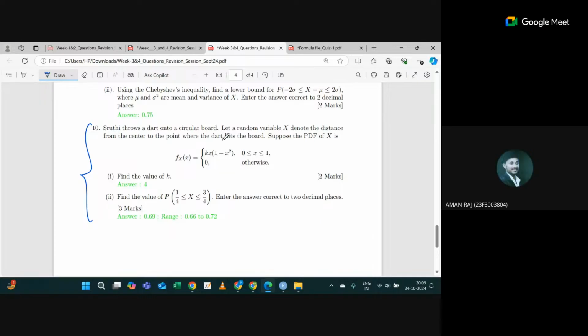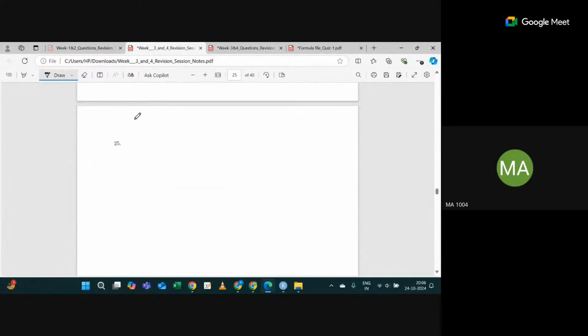Let me solve it. The question is: Shruti throws a dart onto a circular board, and random variable x denotes the distance from the center to the point. So you can guess the idea, right? It is a continuous random variable. I'm discussing distance, right? Also, it is given that the PDF of x is kx(1 minus x square).